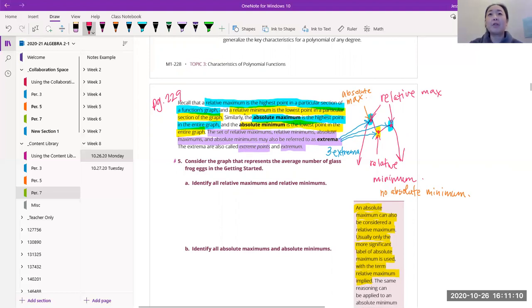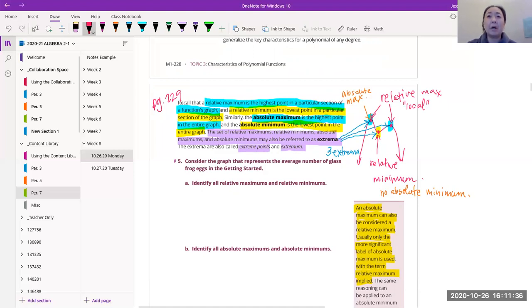It says right here the relative minimum is the lowest point in a particular section of the graph, not of the whole graph, just in that region. So this one is called a relative minimum right here. Note it can also be called the local minimum and local maximum. Some books and teachers say that because it's localized to just one specific area.